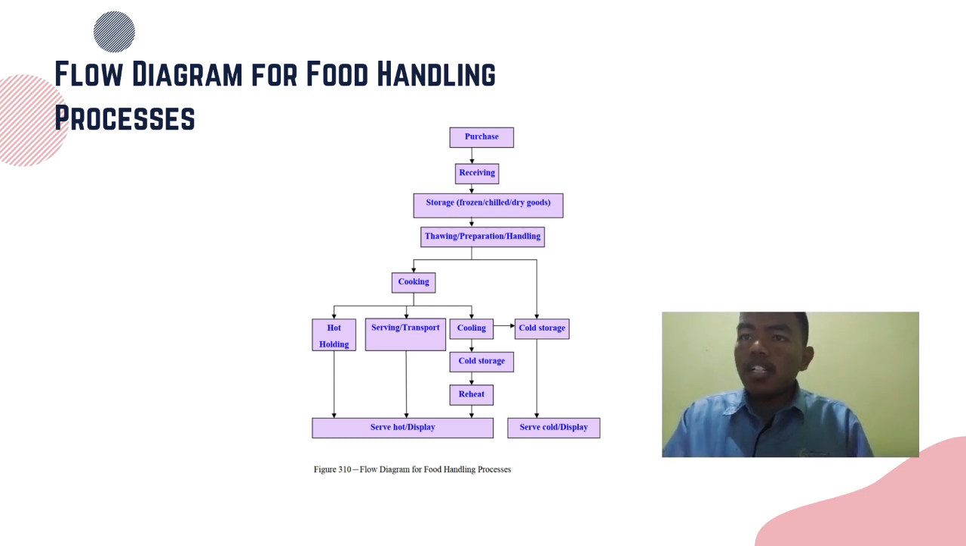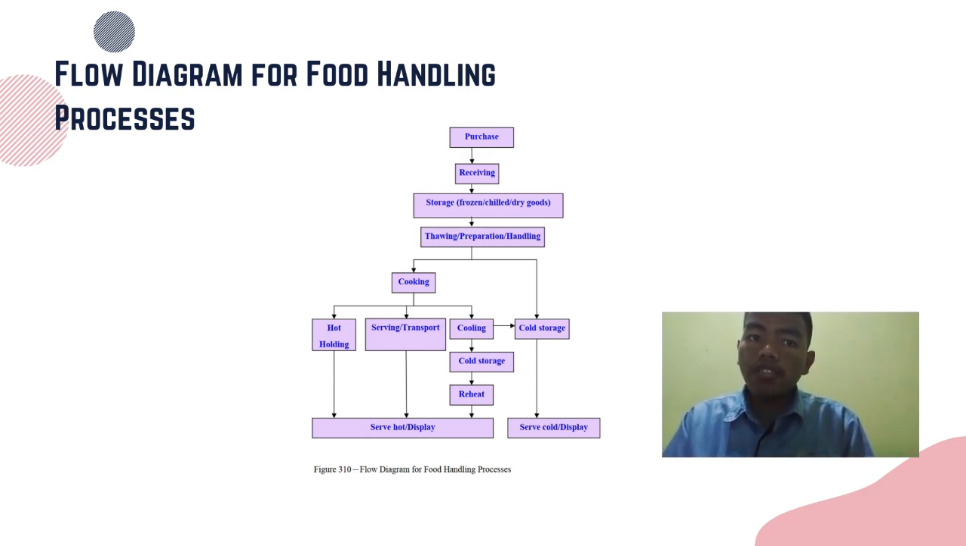And after the storage, the fourth is thawing, preparation, and handling. In thawing, frozen food is thawed at a temperature that inhibits bacteria growth. So we have to know the temperature that can prevent or avoid bacteria growth. Reducing the risk of illness and spoilage, minimize the time bacteria can multiply to dangerous levels.